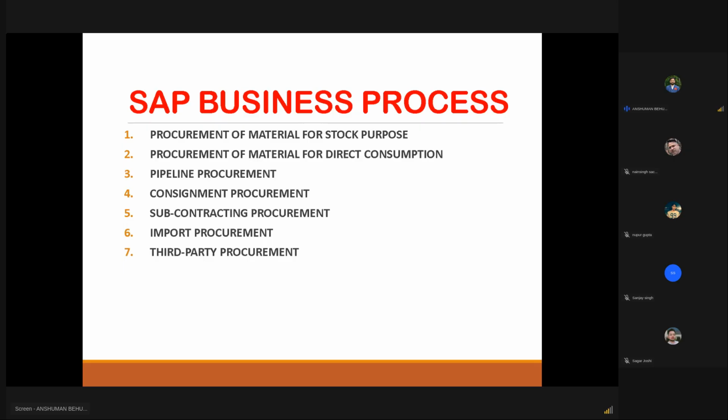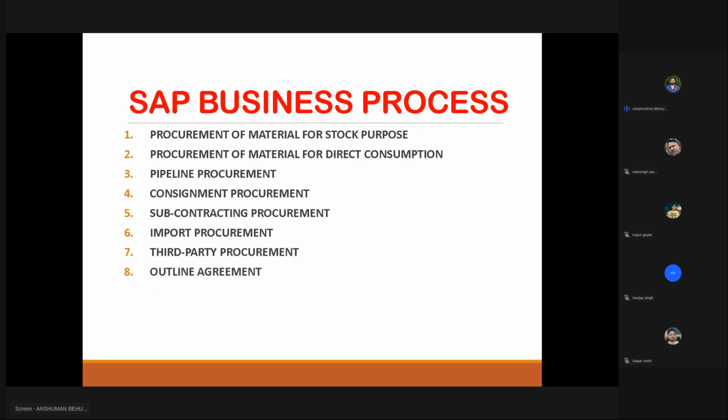This process is basically called a third party process. When a business provides an order, that order is supplied directly to the customer from the supplier. It is not that we receive the product and again sell it. Instead, you place an order with the supplier, and the supplier sends the material directly to the customer. That is basically called the third party procurement process.